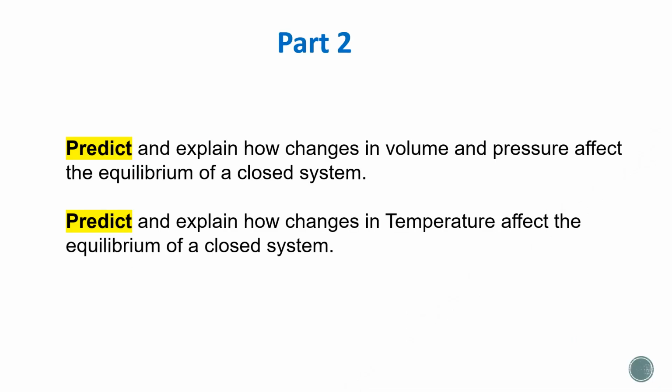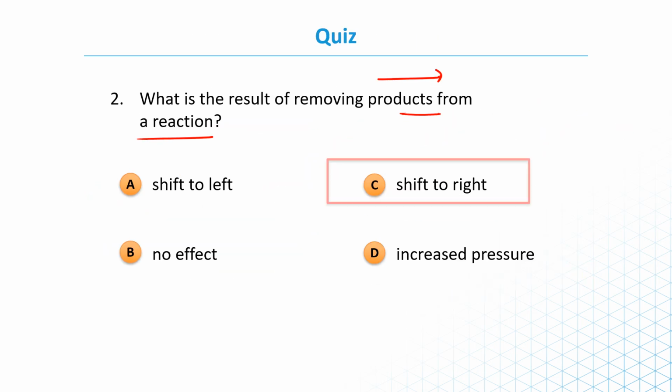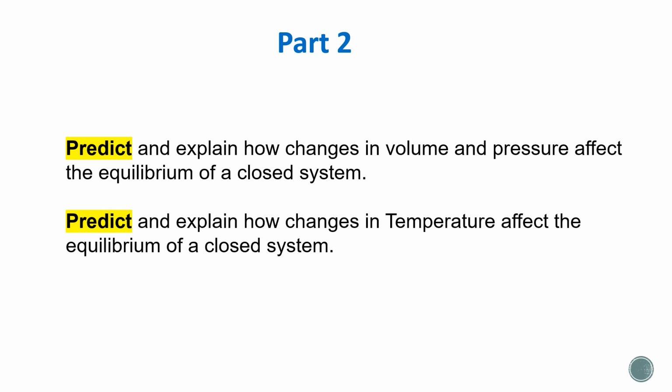And that's it. That's it with part 1, guys. So part 1 كله ملخص في هاي السلايد. If you understand this, it doesn't matter what reaction they give you. يهم شو نوعية التفاعل اللي يعطونك. You will always be able to predict where would the equilibrium shift. Will it shift to the right or will it shift to the left? Okay? All right. Now we go to part 2.